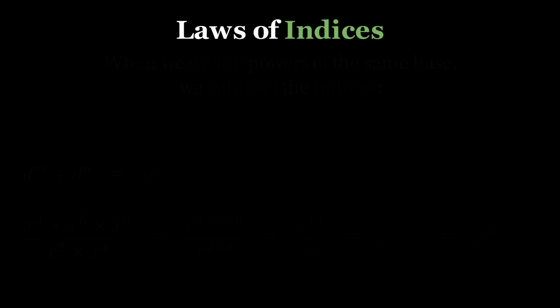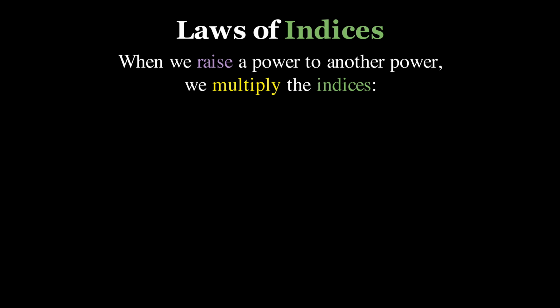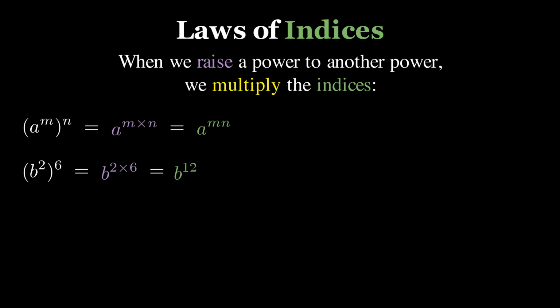Now we are going to look at what happens when we raise a power to another power. And the rule says, when we raise a power to another power, you multiply the indices. A good example could be brackets a to the power of m all to the power of n, and this should be equal to a to the power of m multiplied by n, and this can also be written as a to the power of mn. What about b to the power of 2 all to the power of 6? This should be equal to b to the power of 12.